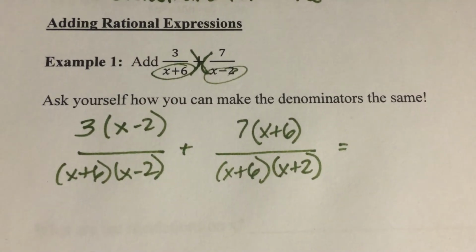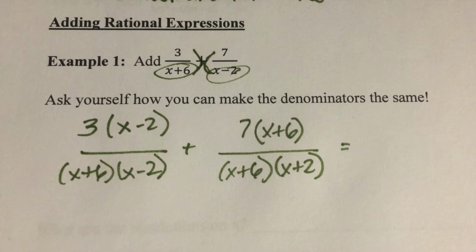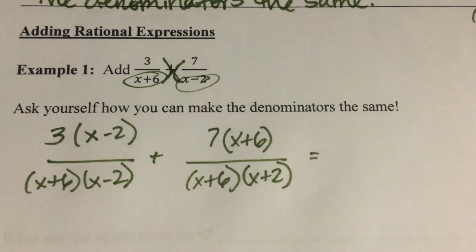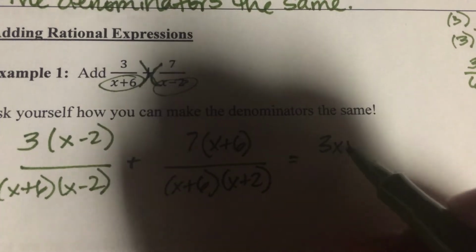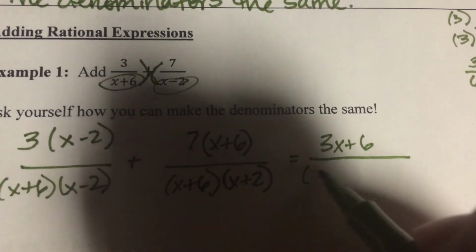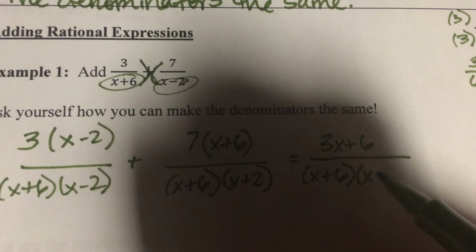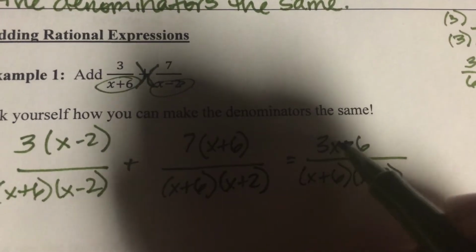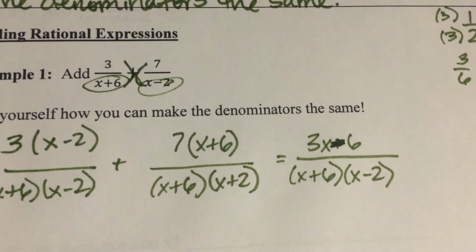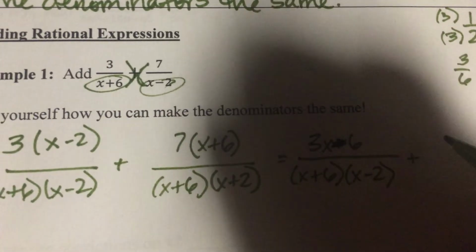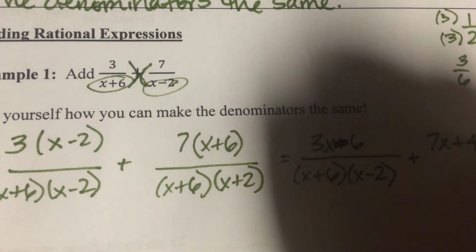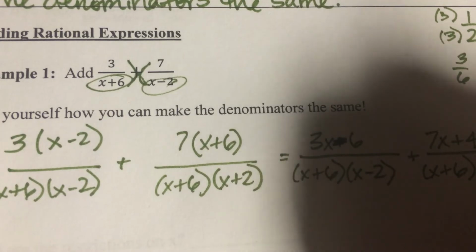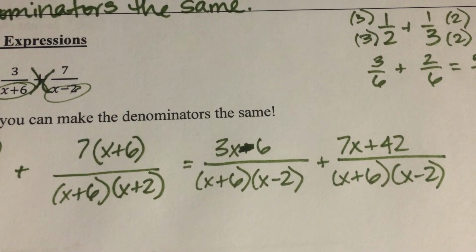Okay. All right, so it's simpler to add your numerators at this point if you go ahead and distribute. So if you do that, you're going to get 3x plus 6 over x plus 6 times x minus 2. I'm sorry, it should be 3x minus 6. And then plus 7x plus 42 over x plus 6 times x minus 2, like that.